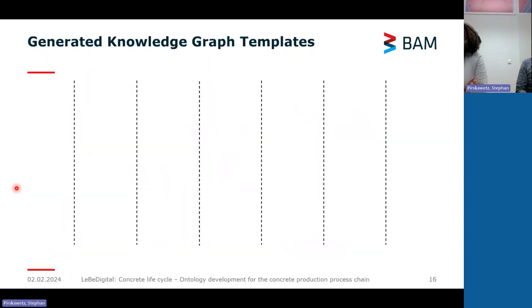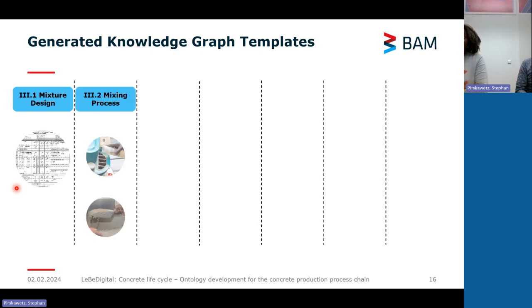We have generated so far 7 knowledge graph templates. As I said before, concrete production is very complex, and the manufacturing process differs from one concrete type to another. So for now, we focused on these 7 knowledge graph templates. The first one is the mixture design. The mixture design is the base of the concrete production, everything around what will be inside the concrete.